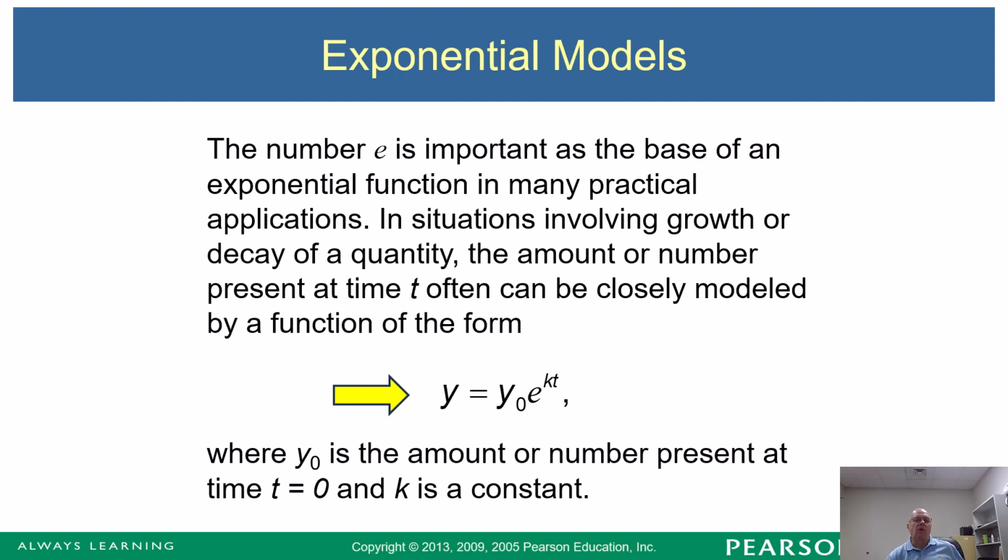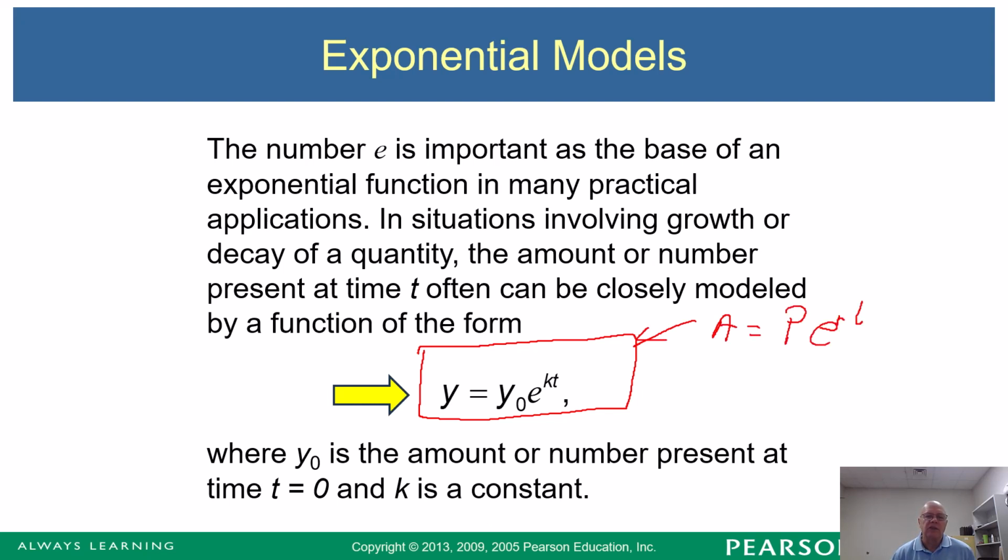Now we get to models. This is going to be short, but we're going to use them in the future. This is the model that you want to remember on the side. This is actually the one that we use with A equals P e to the RT. This K is going to be a constant. T is the time period. This is how much you started with. In the case of money, this is principal, and you could say this is the original amount, or amount at time equals 0.